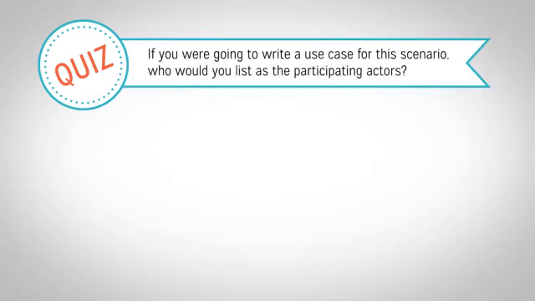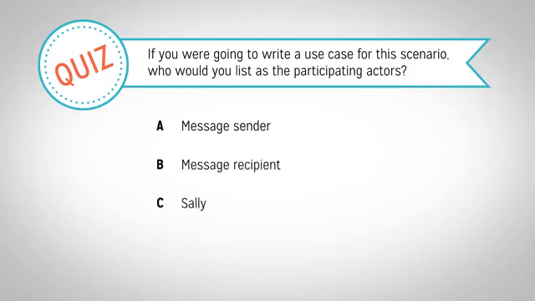If you are going to write a use case for this scenario, who would you list as the participating actors? A. Message sender, B. Message recipient, C. Sally, and or D. Jack.